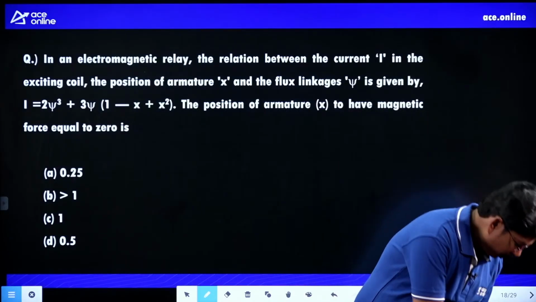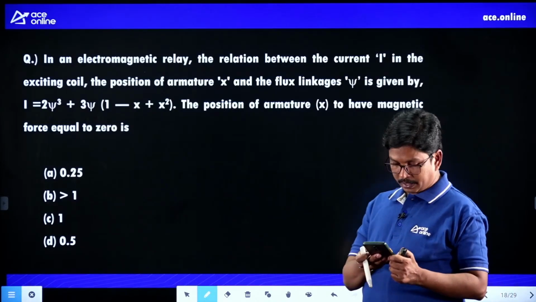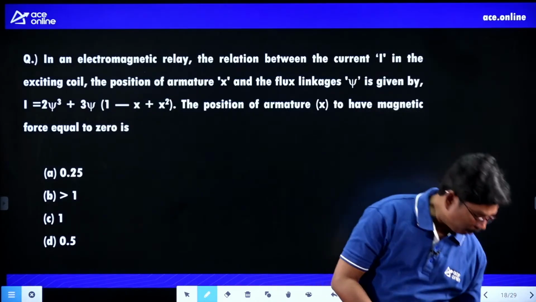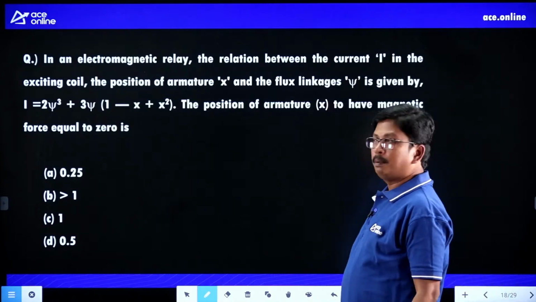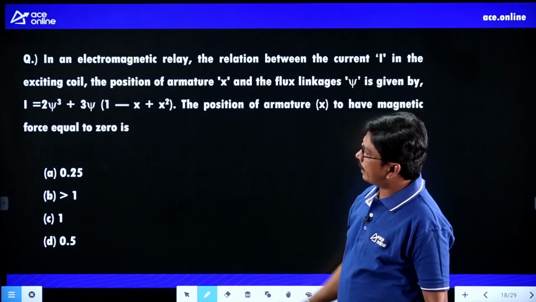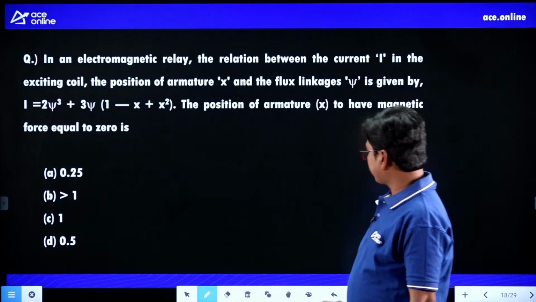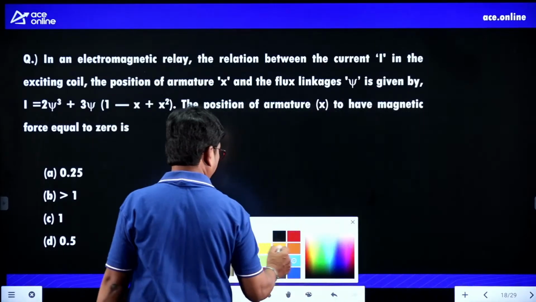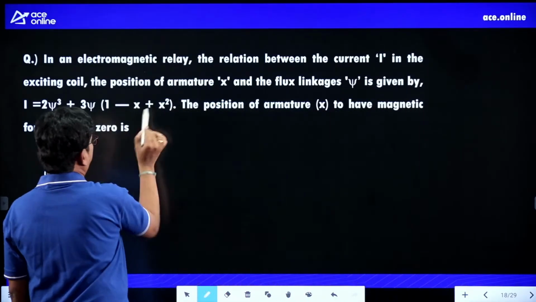So Jyoti has given option D. Very good. One person has given the answer here. Please check it, students. So what is the current equation we are having? 2 psi cube. The current equation we are having is this one.